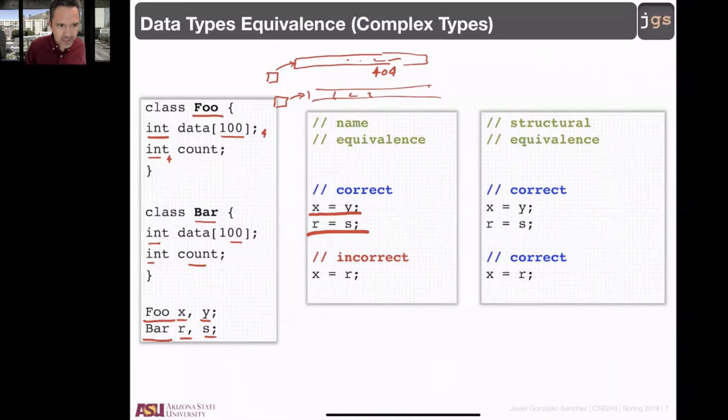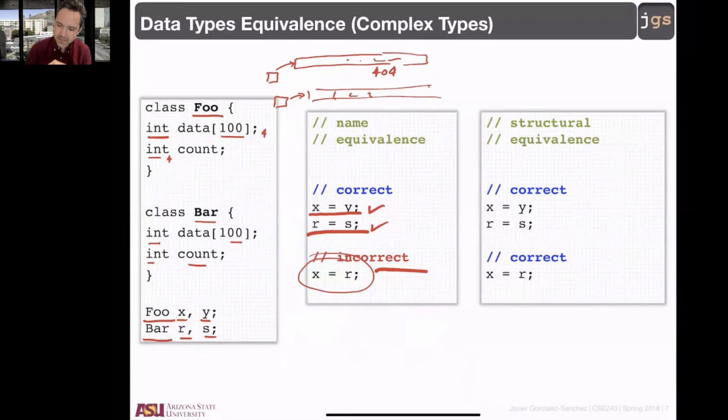Hopefully you agree with me that in Java, you can make X equal Y, it's going to work. And you can make R equal S, it's going to work. You can make equal 2 objects from the same class. Hopefully you did that in 110. But what if you try to do something like this? An object from foo is equal to something from bar. Java is going to tell you that that is an error.